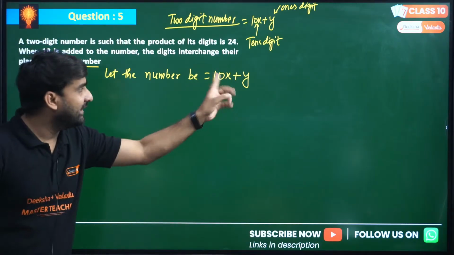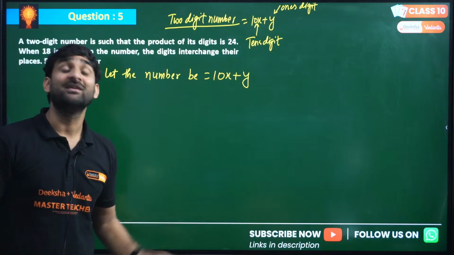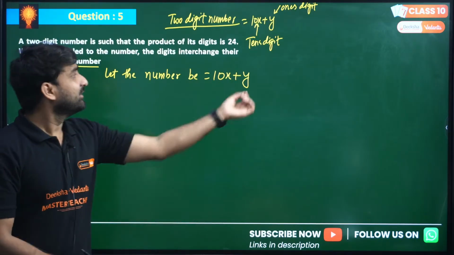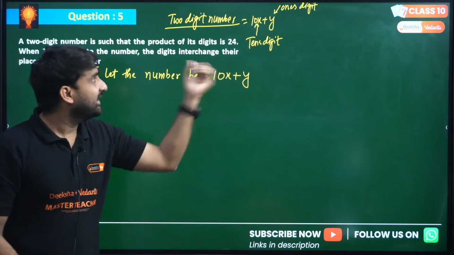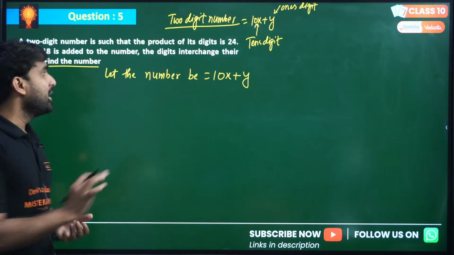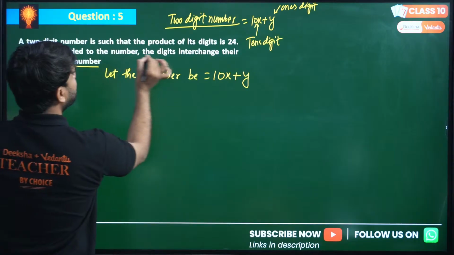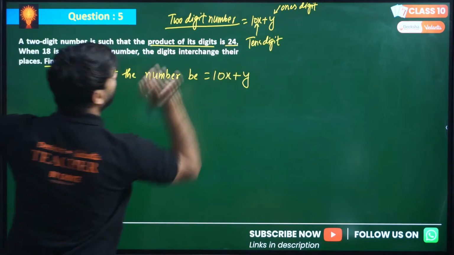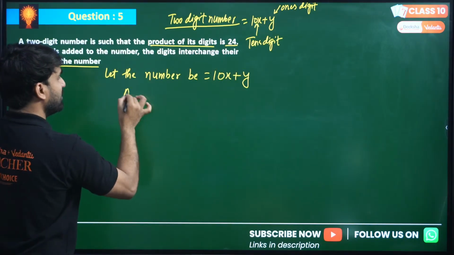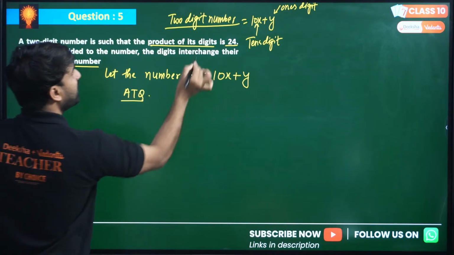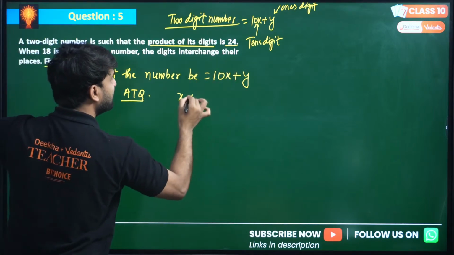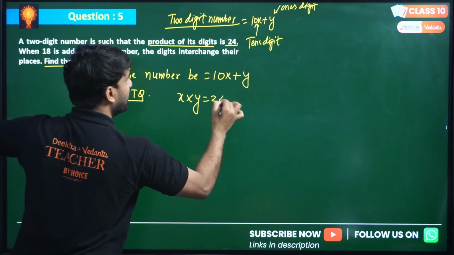And here y and x are digits. Y is the ones digit and x is called the tens digit. Simple. Now read the statement. First statement: a 2-digit number is such that the product of its digits is 24. Very good. So according to the question, the product of its digits means x into y equals 24.